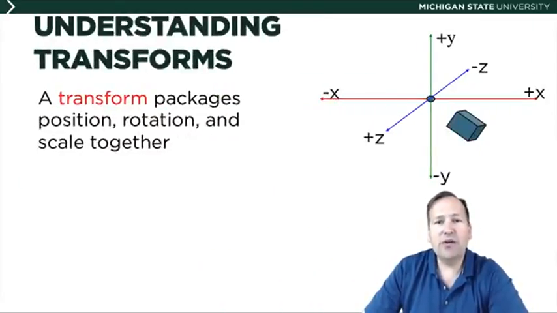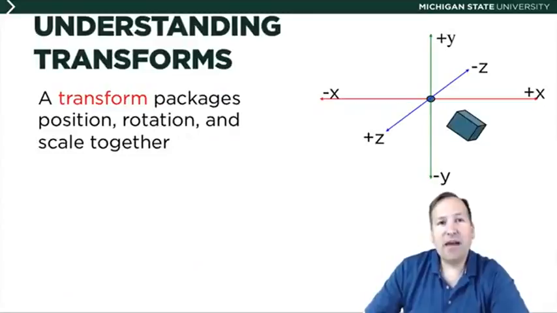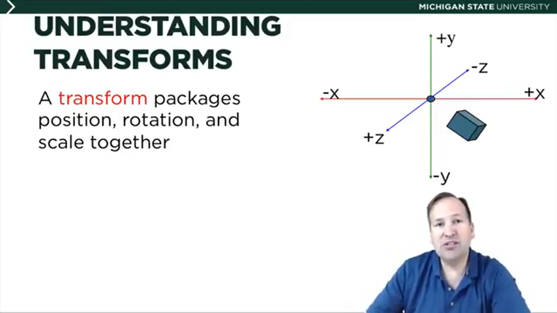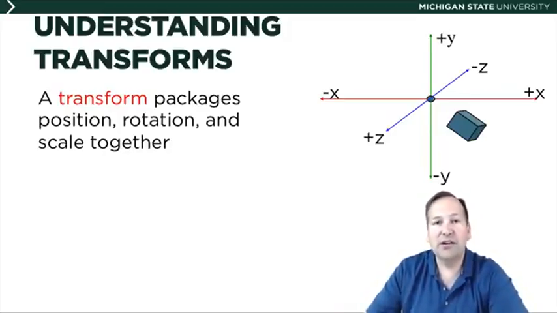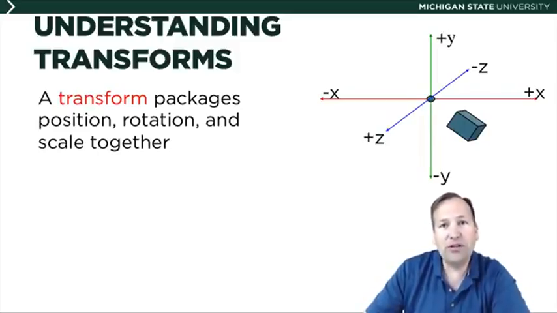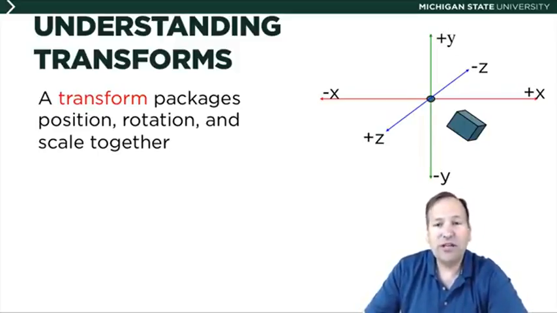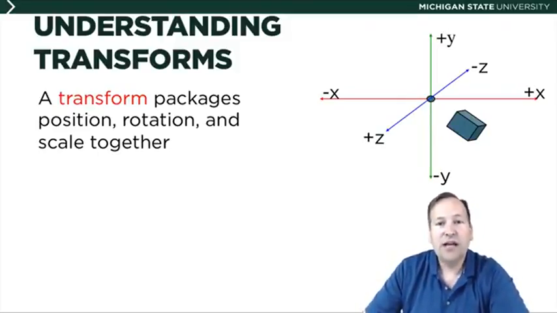So, it turns out that there is a mathematical concept called the transform. And what the transform does is it packages together these three vectors. So the position, the rotation, and the scale are all combined into what's called a transform. This is also a standard component of game objects in Unity. So any game object, as we'll see soon, has a transform component that defines the position, the rotation, and the scale.